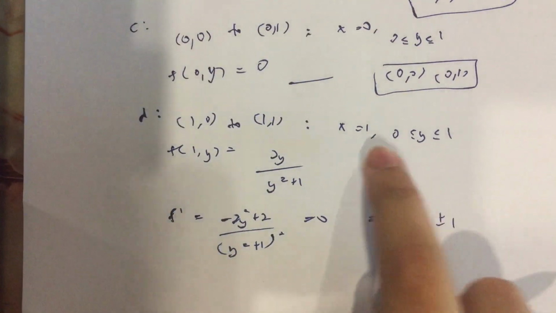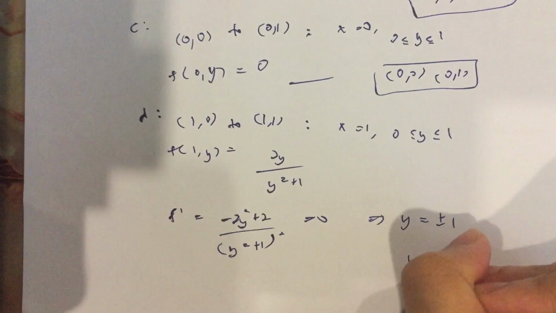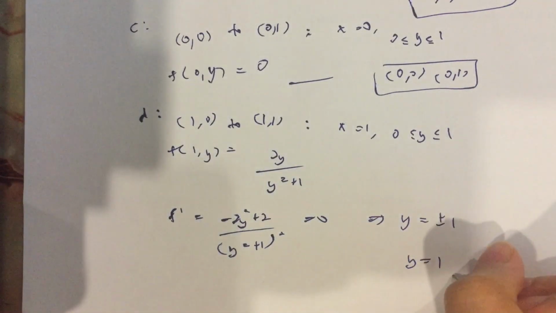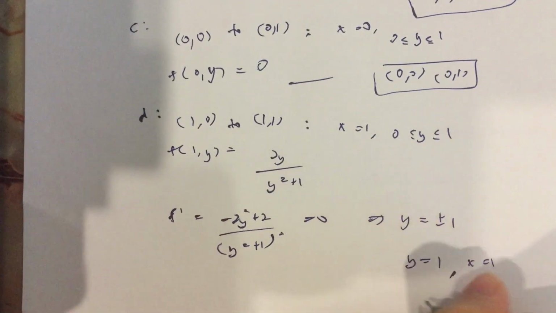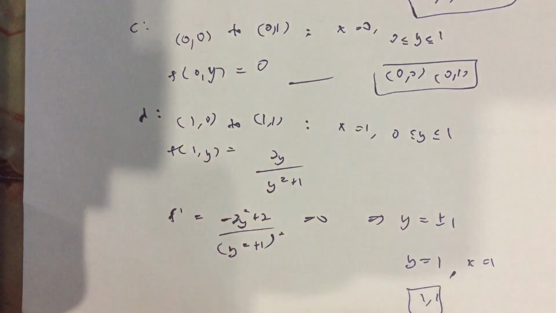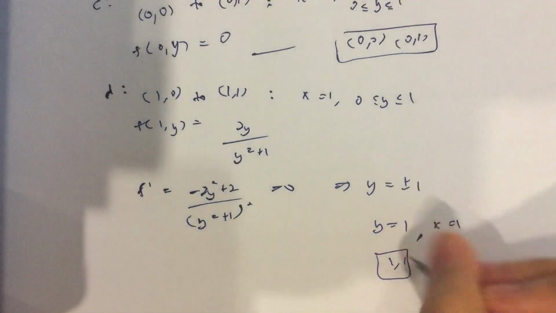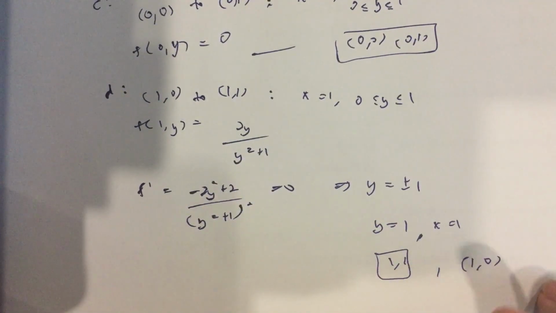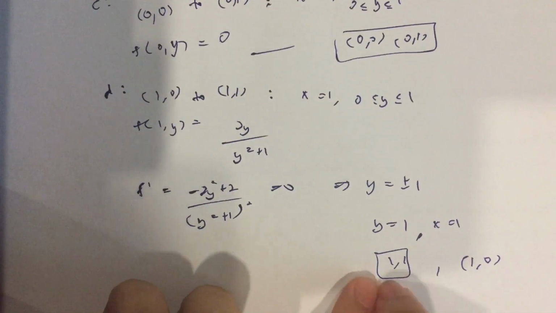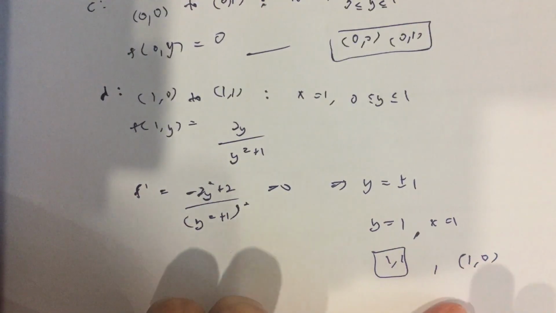And then kita tahu y is in between 0 to 1, so only y equals to 1 is in this region. So when y equals to 1, then x is equals to 1. So this one is actually this point here, 1, 1. So dia punya another bucu, which is 1, 0. So this one can be either maximum or minimum. So this another bucu also can be either maximum or minimum.